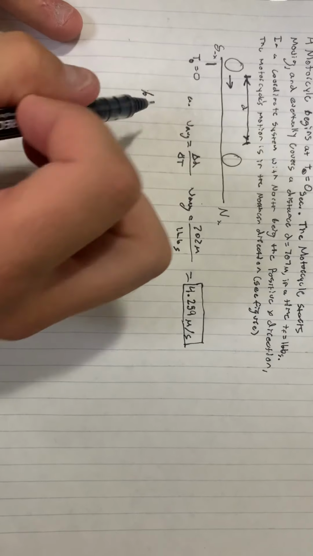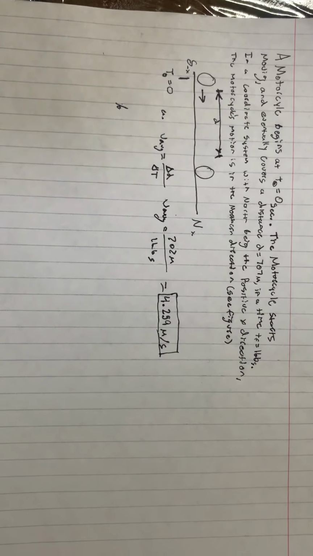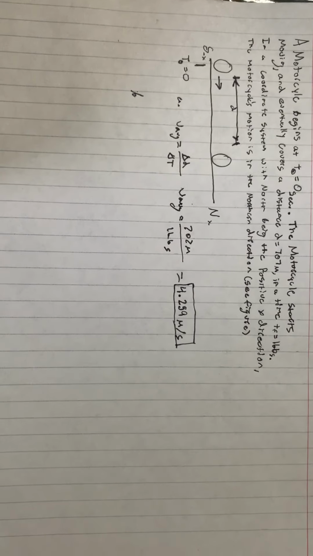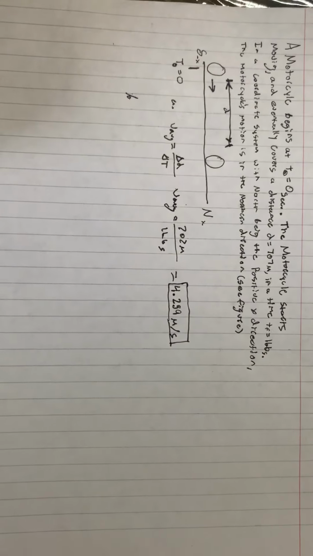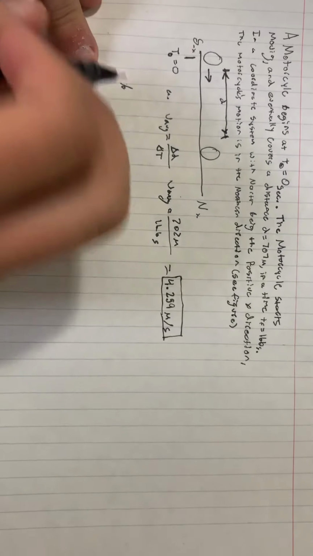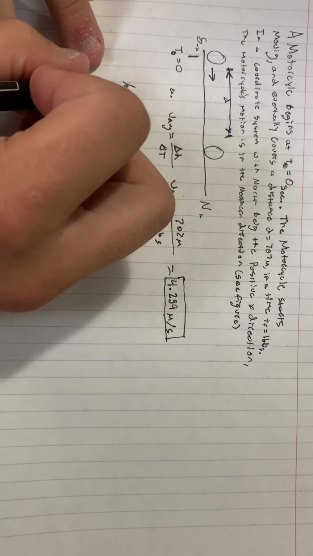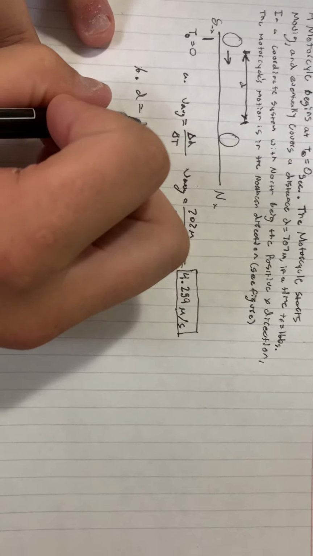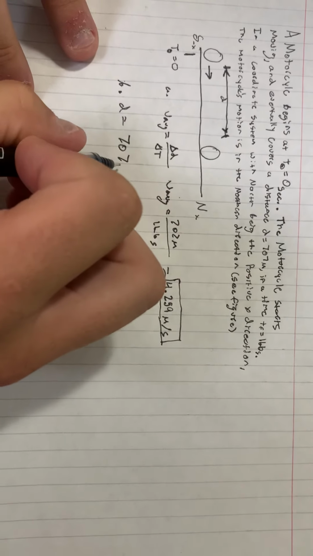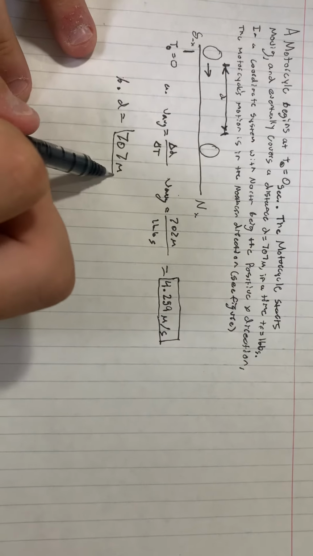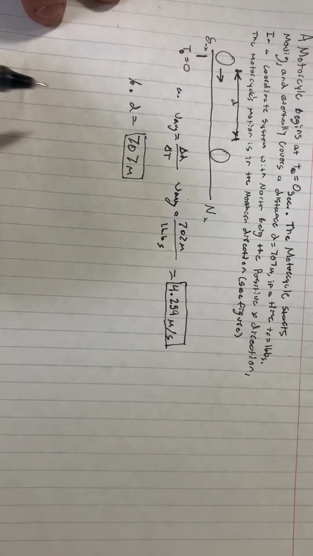So B is going to be asking for the motorcycle's displacement. So basically how far it goes, which it gives us the exact displacement of it. Since it's in the positive direction, we don't need to worry about any of that. So we're just solving for displacement, which is how far it covered, which is going to be 707 meters right there. So that's the answer to B.